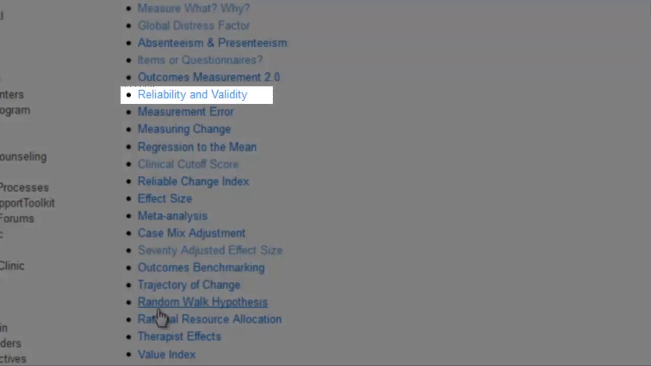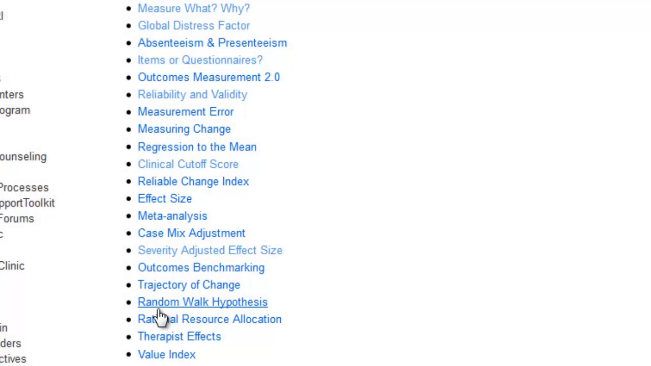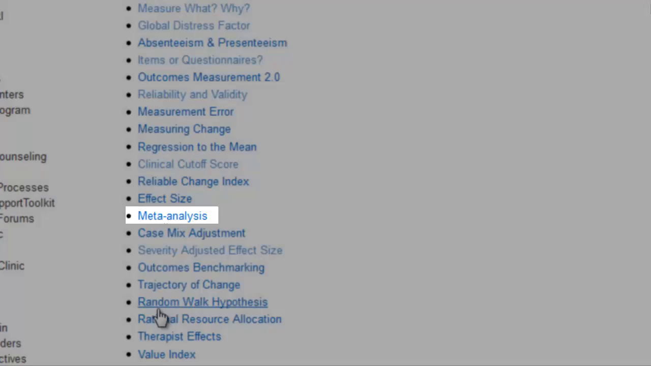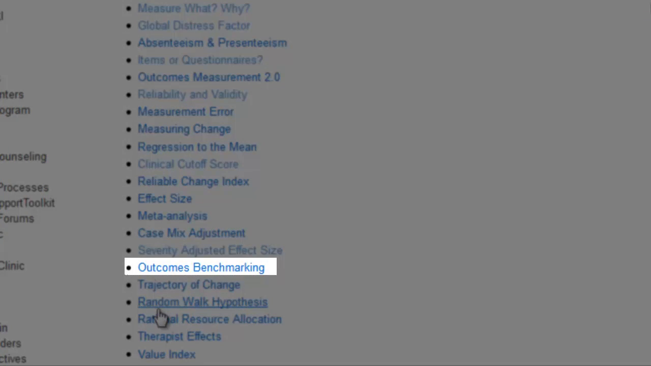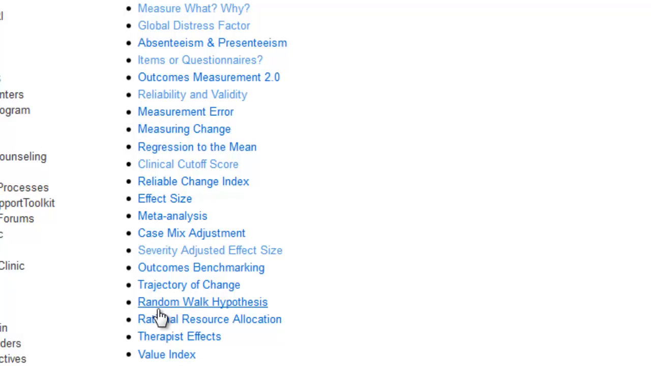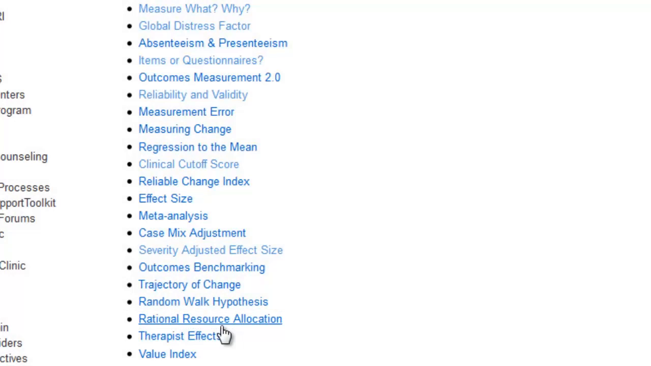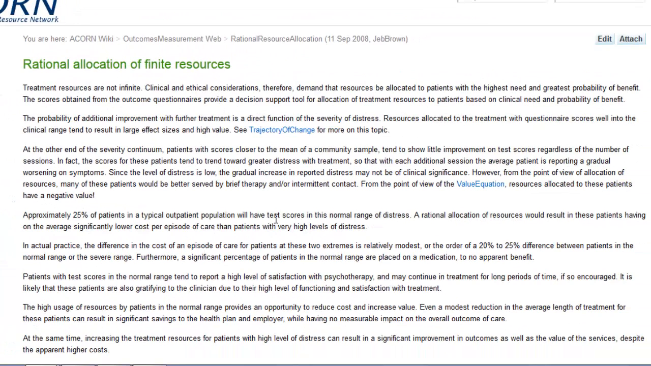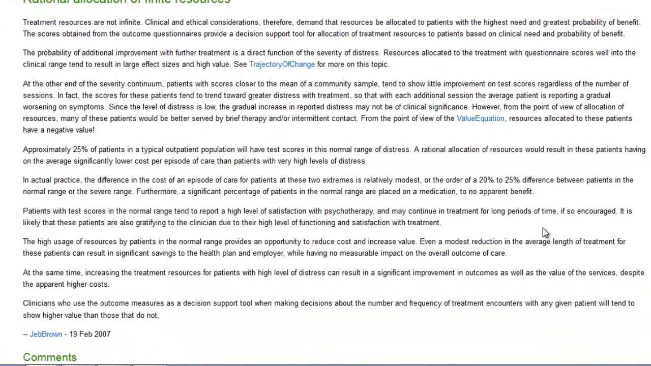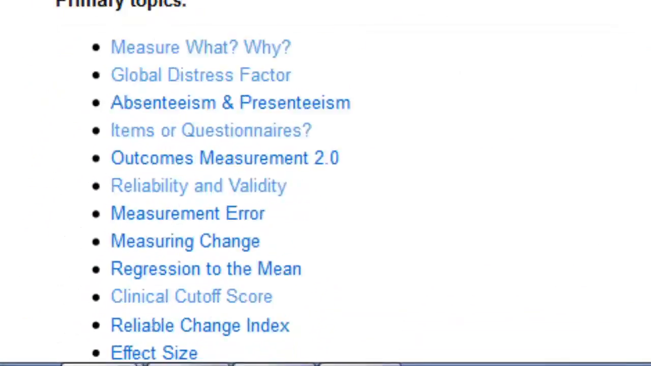There's a discussion here on reliability and validity, measurement concepts, and measurement error, working up to even the more advanced topics of meta-analysis, case mix adjustment, how do we equate and how do we benchmark outcomes across multiple sites where the mix of diagnosis and patient types are different, and working up to the idea of optimizing value in the rational allocation of resources. That is, we are giving services to the patients most in need of the resources because if we do that, these are the patients who will most likely improve, at which point for every dollar that we spend, we're getting more change for the dollar.